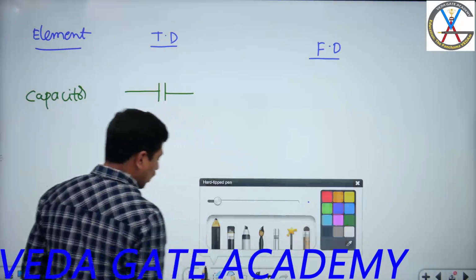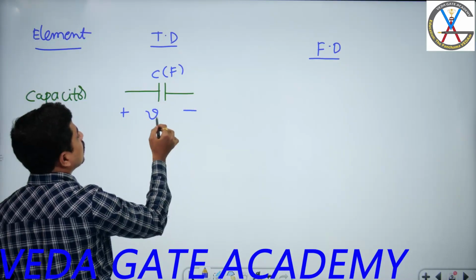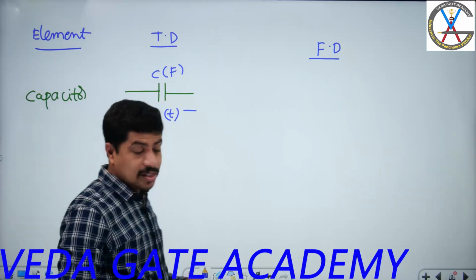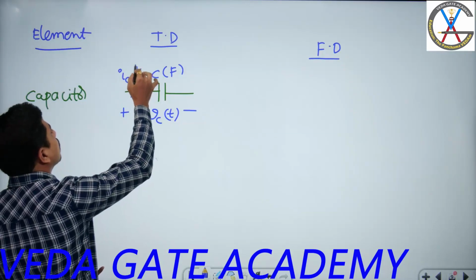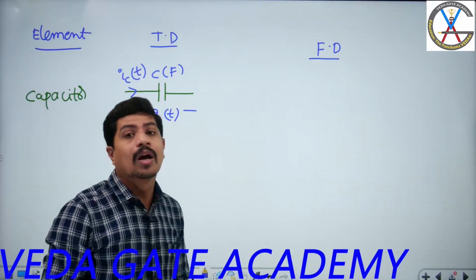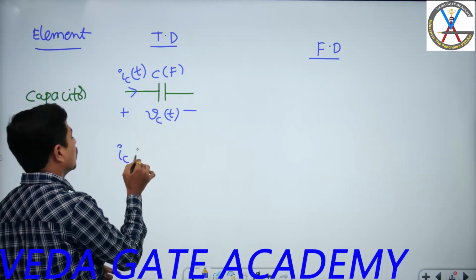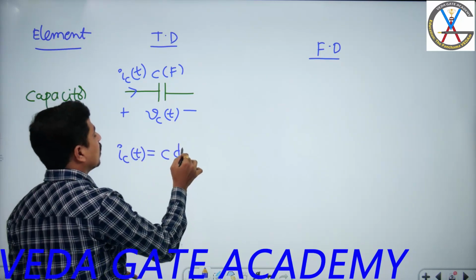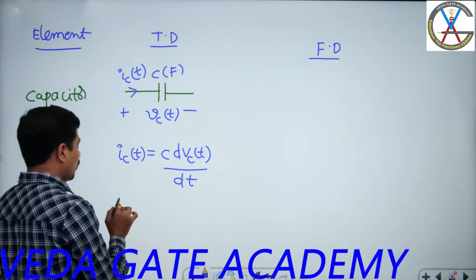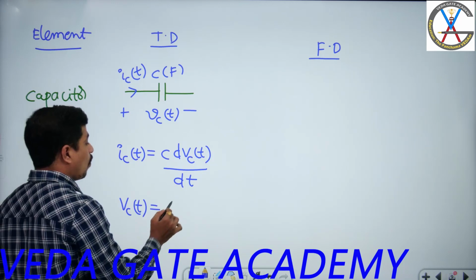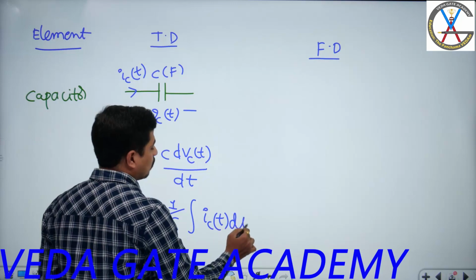Come on here. This is C. What are the units of C? In farads. What is the voltage across the capacitor? Vc of t. We applied some voltage across the capacitor, that is called Vc of t. Then what is the current flowing through the capacitor? Ic of t. What is the relationship between voltage and current of a capacitor? Ic of t is equal to C dVc of t by dt, or Vc of t is equal to 1 by C integral Ic of t dt. This is the representation in time domain.